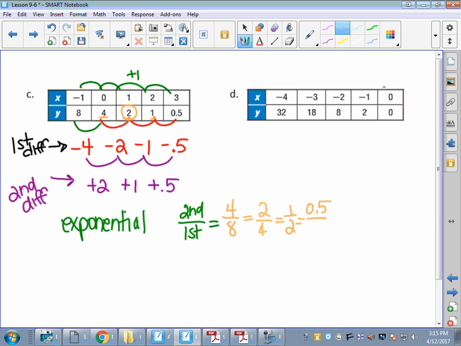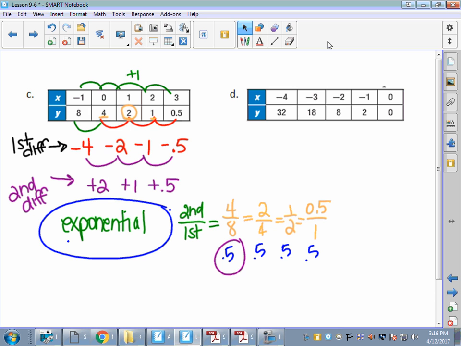If you go to your calculator and divide those out, which I think is the easiest thing to do, or simplify all the fractions, would you agree that they all end up being a 0.5? So I know that it's exponential, and I also know that my common ratio is 0.5. Just set that aside. We'll just put a circle around that. We're going to need that 0.5, but we'll just use that later. Right? So let's do D just to make sure that you're getting the hang of this.